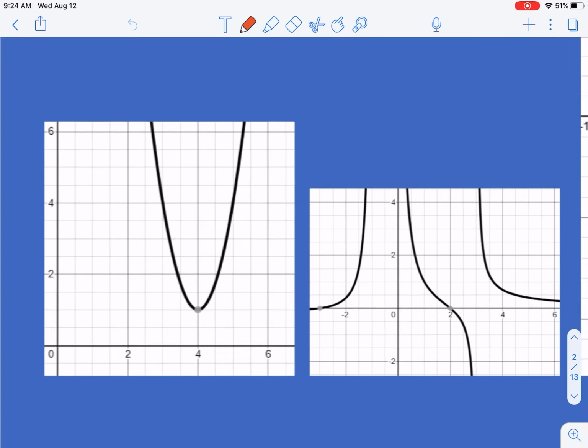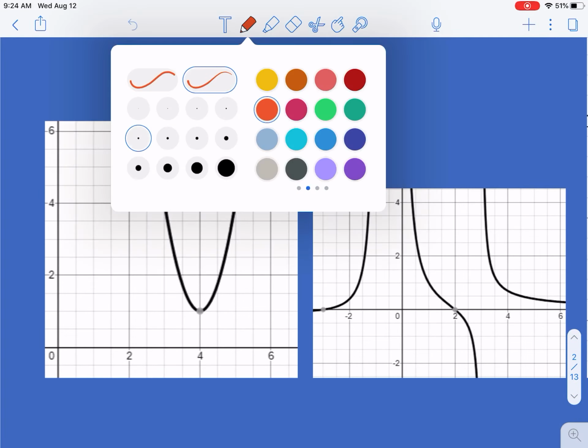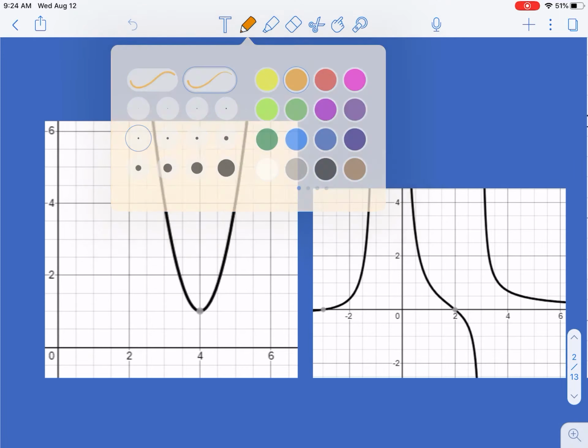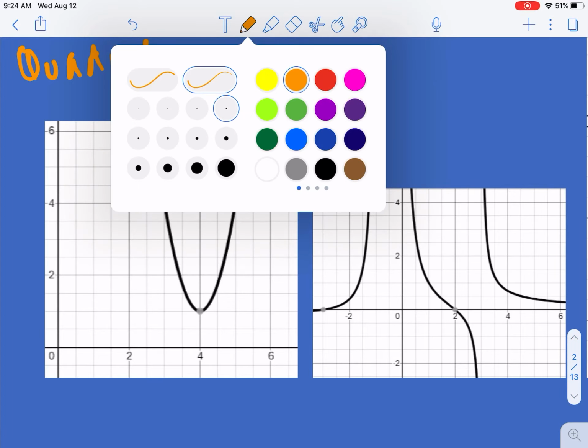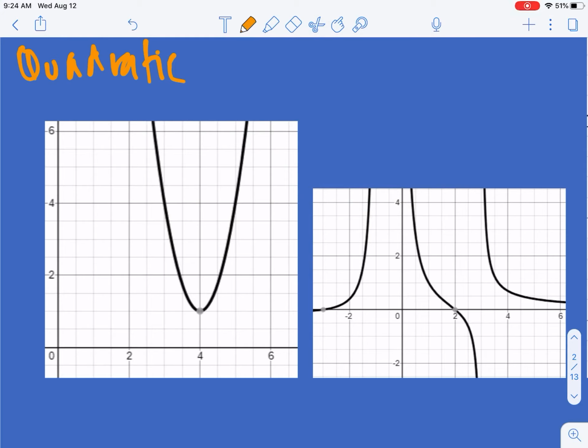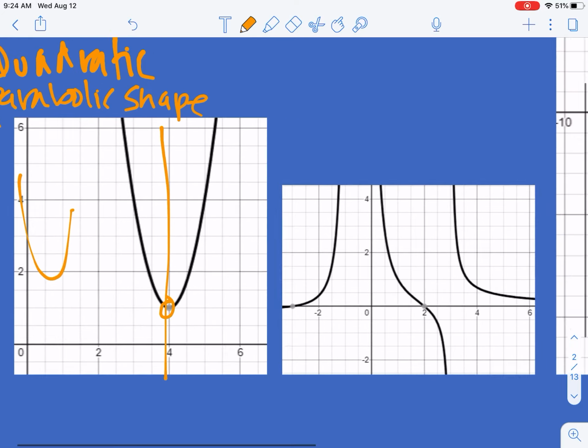So this first one we decided was a quadratic. And we know it is a quadratic because there is a parabolic shape, which means that there was a vertex, you have the U shape, and then that there's symmetry down it. That's how we knew this one was a quadratic.